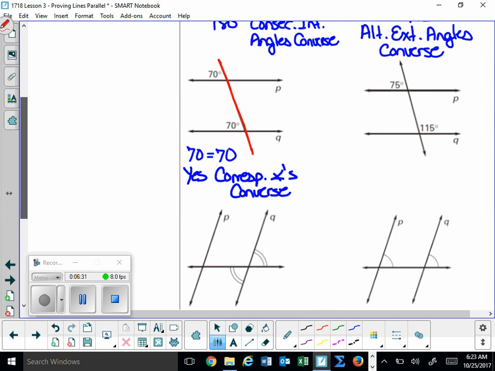Alrighty, here's my transversal. The 75 and the 115, they don't have a direct relationship to each other. I could use corresponding angles to say this angle is 75, and then these two would form a linear pair and have to equal 180. 190 degrees, so no. There's no way to make that one work.